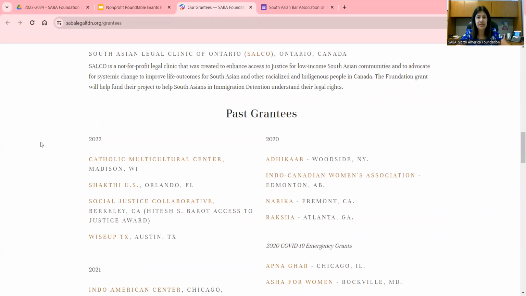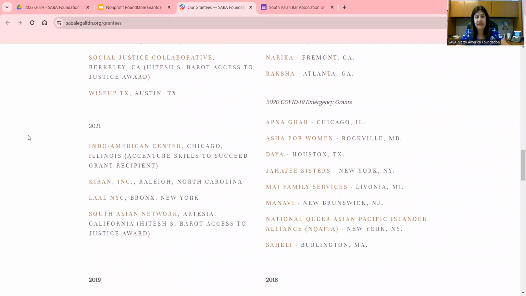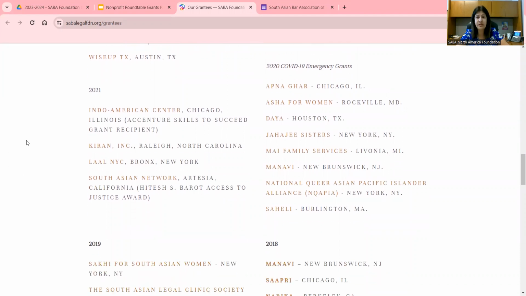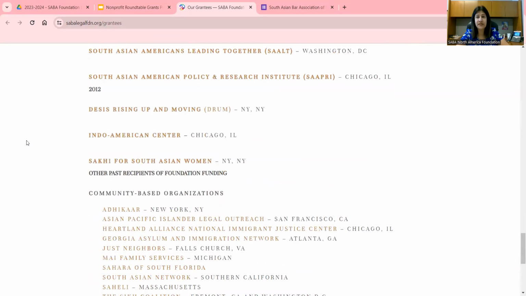You'll see who the grantees have been in previous years. I personally find this a key resource as you're trying to determine who we provided grants to, what they've done, how these organizations are shaped, and where they're located. I would definitely advise you to come to this page to take a look. You can see who our 2020 COVID-19 emergency grant awardees were, and it's just, I think, a great and valuable resource.